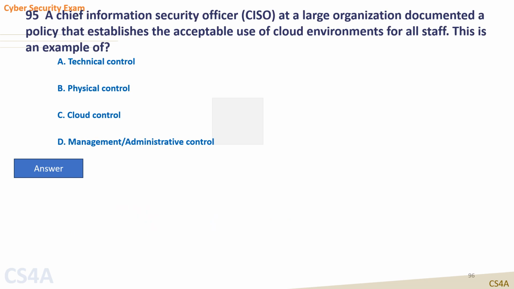So here the question is: the Chief Information Security Officer at a large organization documented a policy that established the acceptable use of cloud environment for all staff. This is an example of technical control, physical control, cloud control, or management or administrative control. So the statement clearly states the documented policy. So policies are related to management or administrative control. So option D is the correct one.